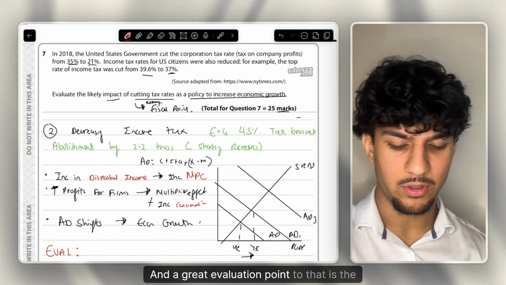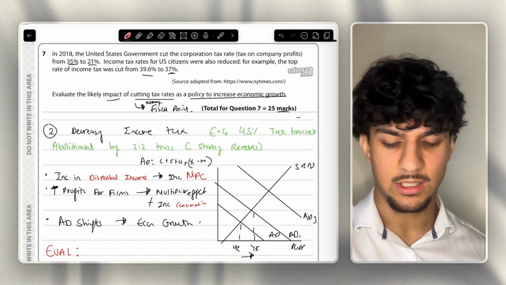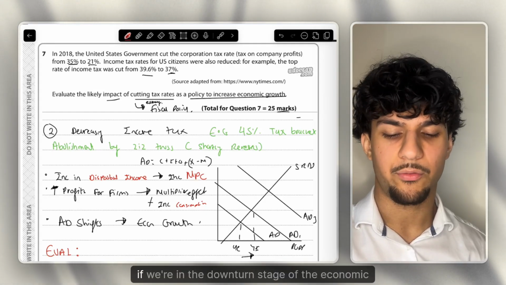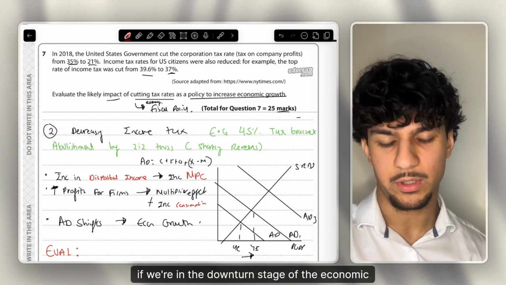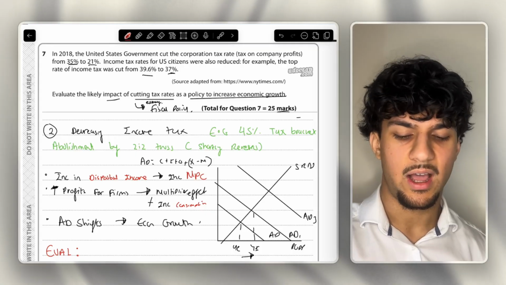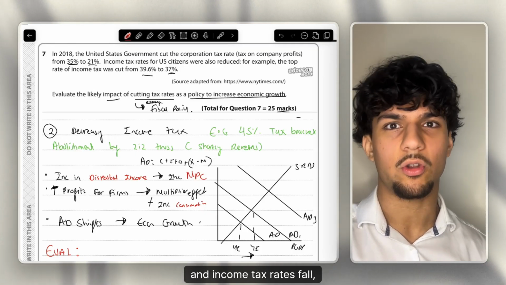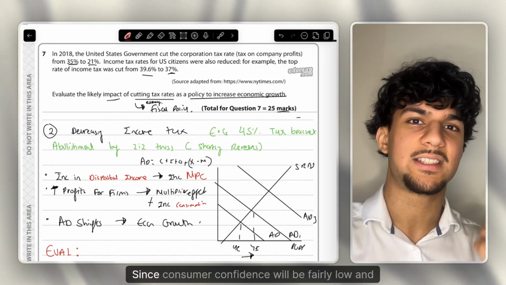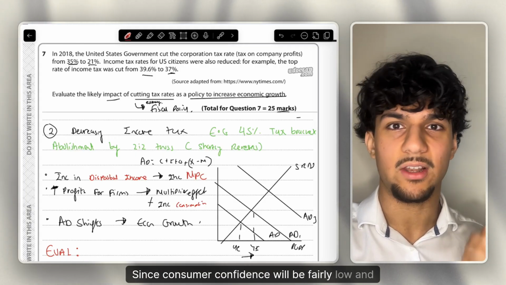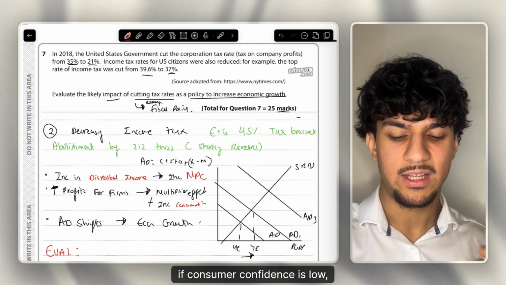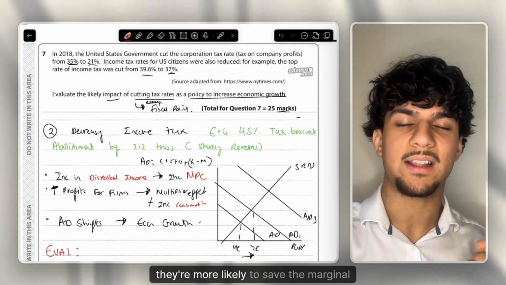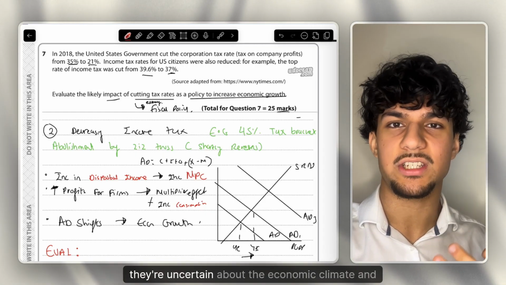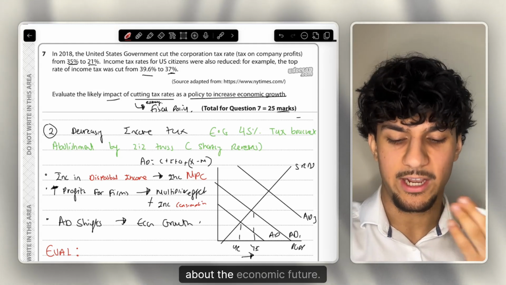And a great evaluation point to that is the diagram we used in the last paragraph, which is the business cycle. Since, of course, if we think about if we're in the downturn stage of the economic cycle, if we're in a recession and income tax rates fall, will that significantly increase consumption? No. Why? Since consumer confidence will be fairly low, and if consumer confidence is low, even if they have more money, they're more likely to save. The marginal propensity to save increases since they're uncertain about the economic climate, about the economic future.